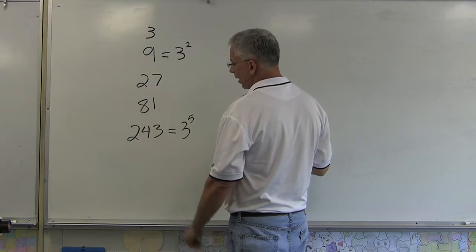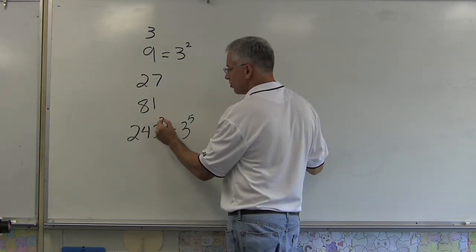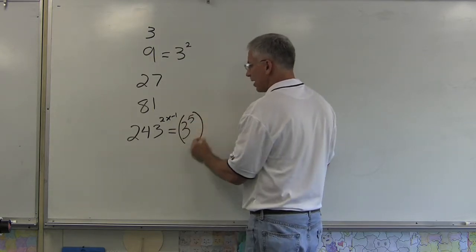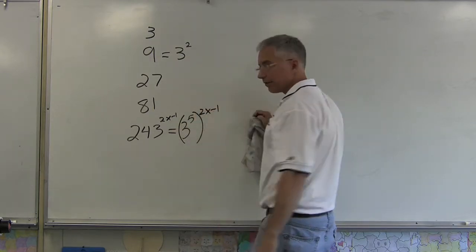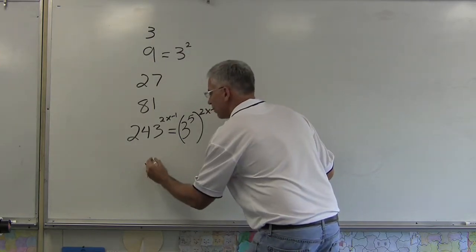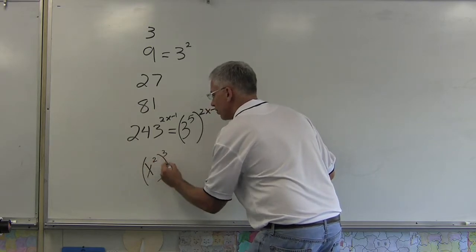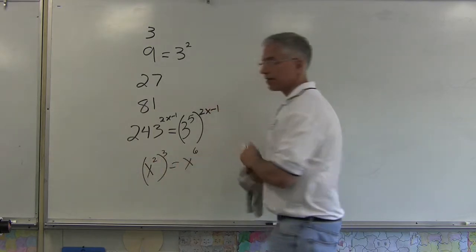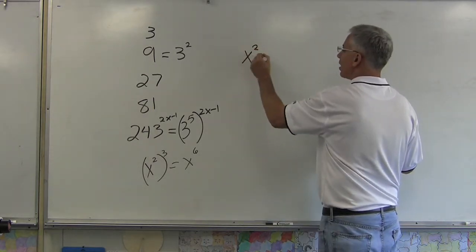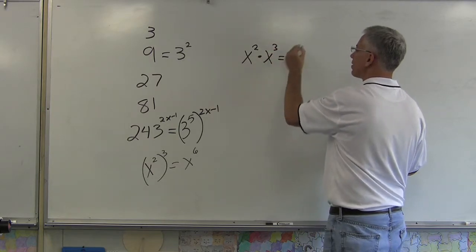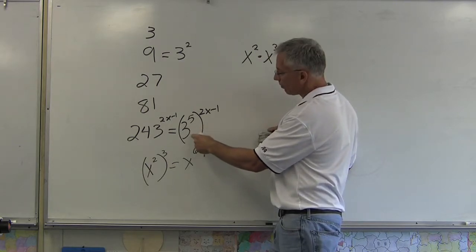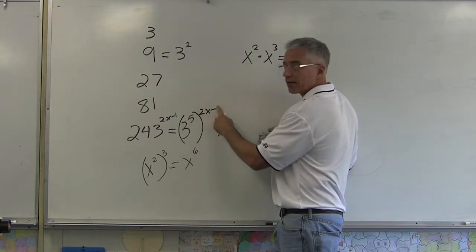So they might have, like, 243 to the 2x minus 1 power. Then I'm going to change that to 3 to the fifth, but that's being raised to the 2x minus 1 power. Don't forget your power rules. If you have powers raised to powers, you multiply those powers. When do you add the powers? That's when you have something like x squared times x cubed. That's when you add them, x to the fifth. So over here I'd multiply, and this would become 3 to the power 10x minus 5.